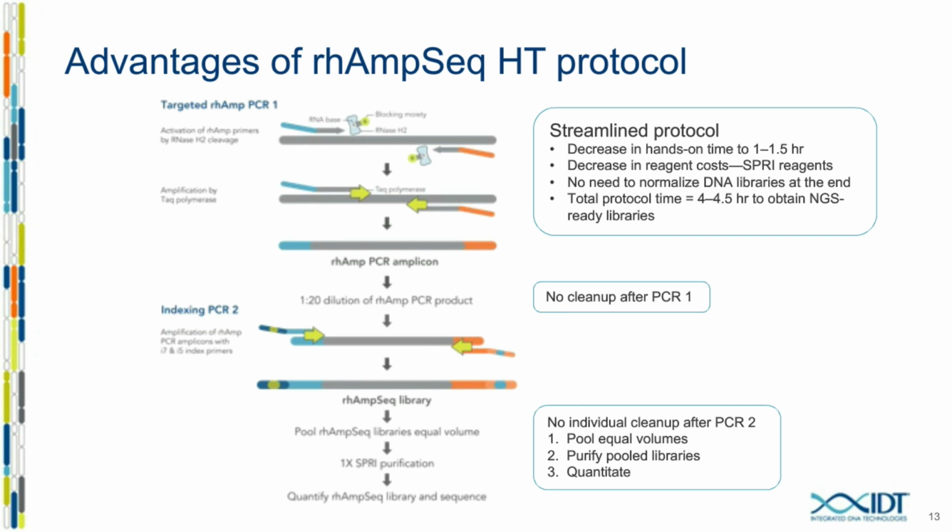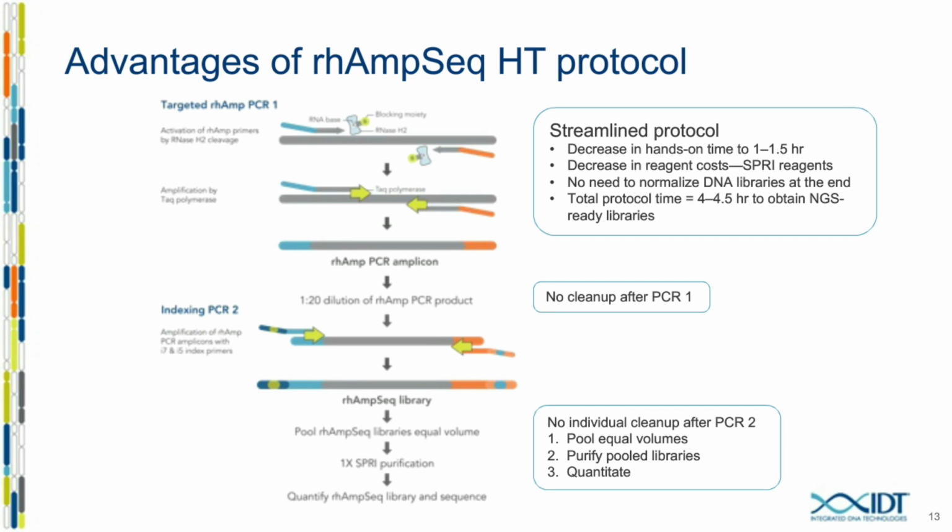Once you've run your indexing PCR, you pool all of your samples for multiplexing. And with our high throughput protocol, you simply pool each sample by equal volume, perform a single bead cleanup on the pool of libraries, and quantify the entire pool. If anyone has run another amplicon sequencing technology or is familiar with amplicon sequencing, you know that this is very much a streamlined protocol.